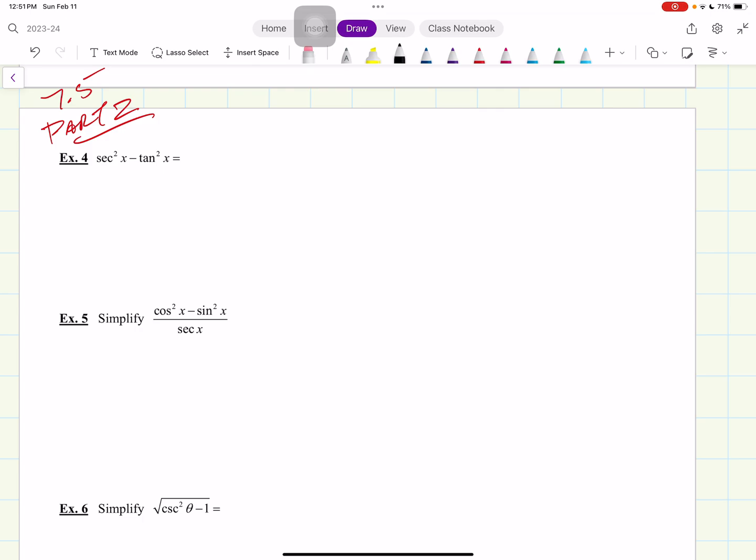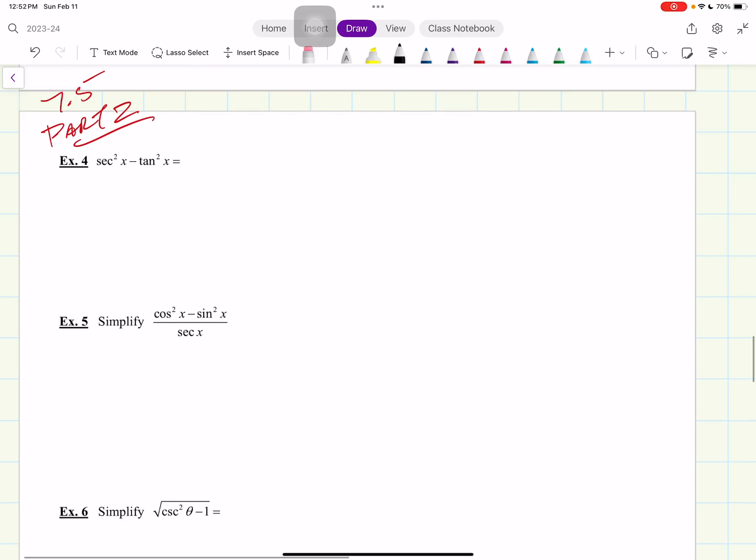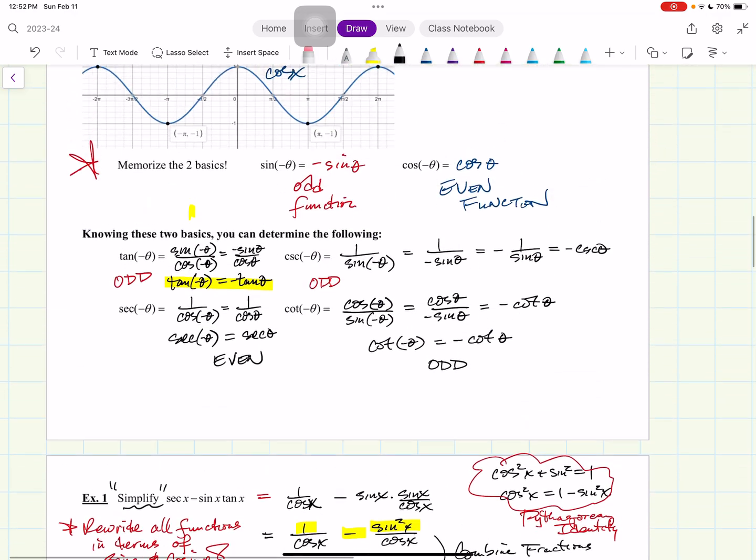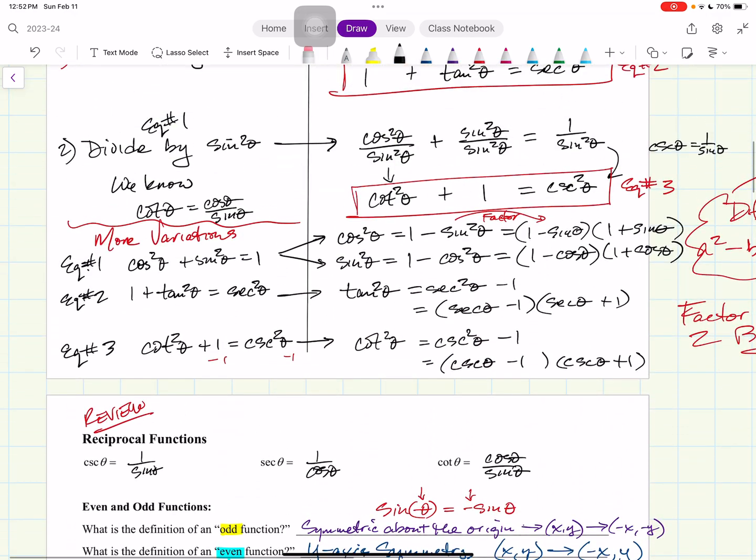I'm going to take secant squared x minus tangent squared x. What is that all about? Well, one thing we can do is rewrite in terms of sine and cosine. But is that an identity? Let's check our identities here. We know that secant squared theta and tangent squared theta are related. Look at that: 1 plus tangent squared theta equals secant squared theta.